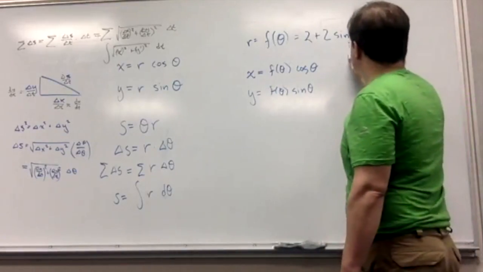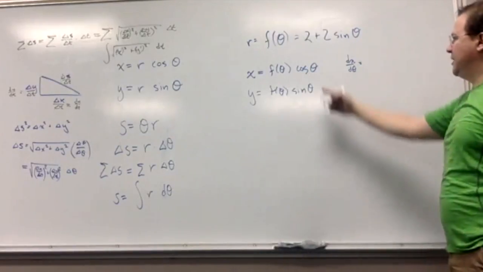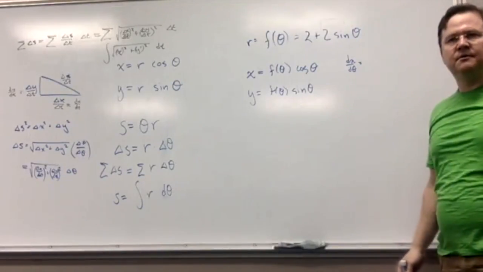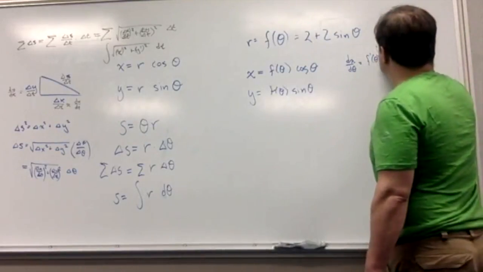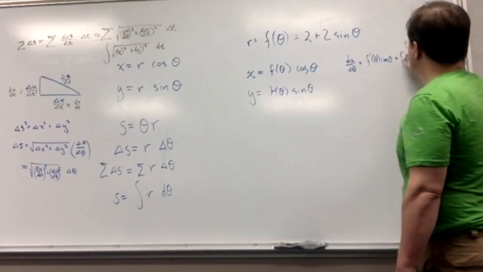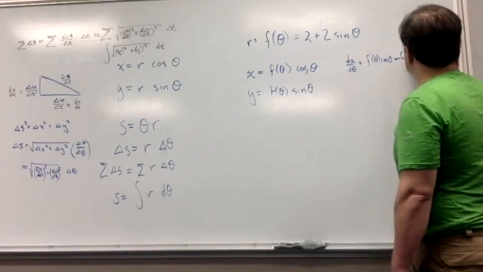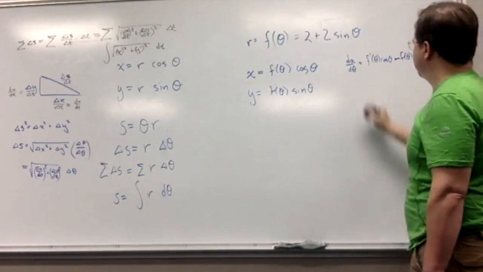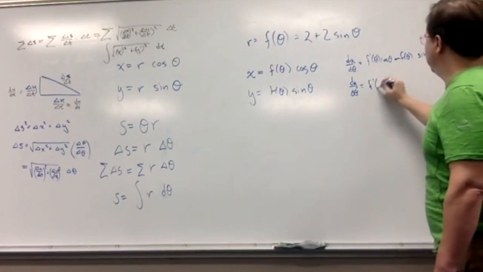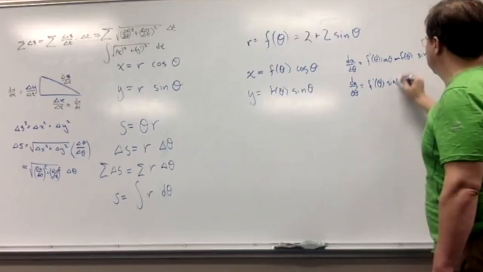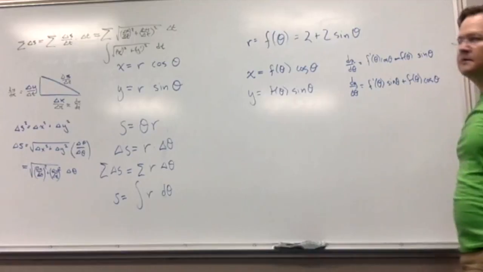Therefore, dx d theta, in terms of my parameter, I'd have to use the product rule. It's f prime of theta times the cosine of theta plus f of theta times negative sine theta. And dy d theta would be f prime of theta sine theta plus f of theta cosine theta.